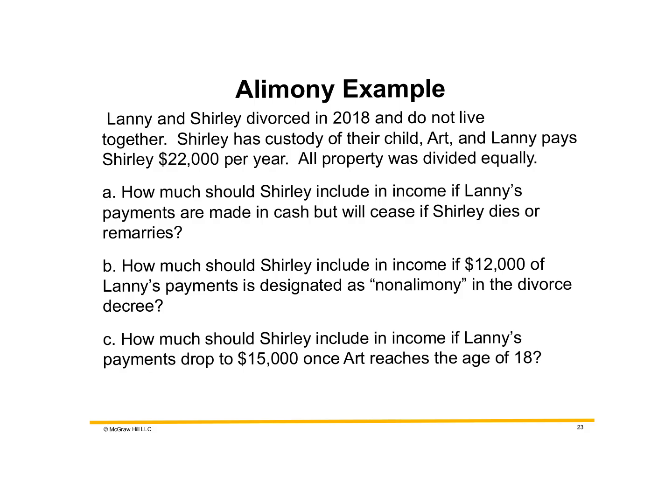All right, so let's look at an example problem related to alimony. Lanny and Shirley divorced in 2018 and do not live together. That's good to know. Shirley has custody of their child, Art, and Lanny pays Shirley $22,000 per year. All property was divided equally. So the first thing I want to point out, just with the initial fact pattern, we see that Lanny and Shirley were divorced in 2018.